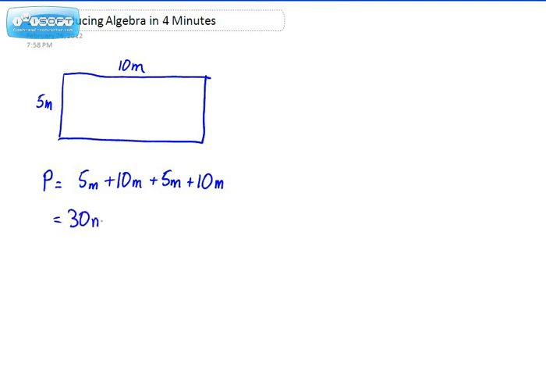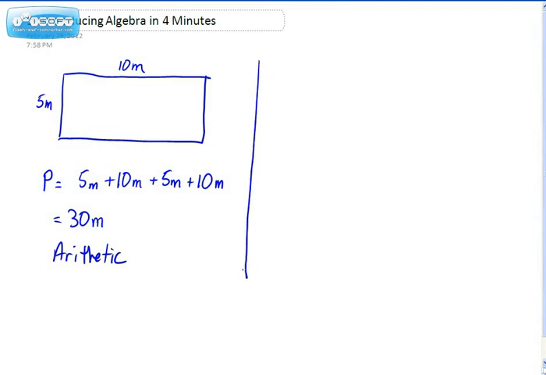Now this is not algebra, this is arithmetic, and it's very useful, but algebra can do something even better. Suppose that I have a rectangular yard and I know that I want it to be 30 meters around the fence.